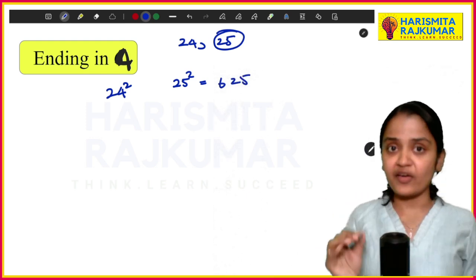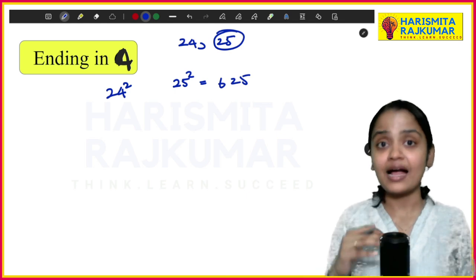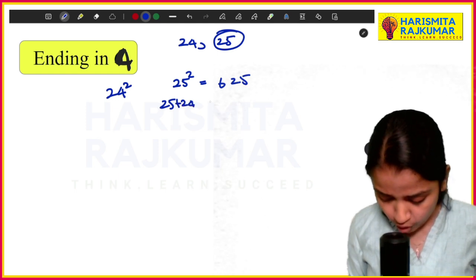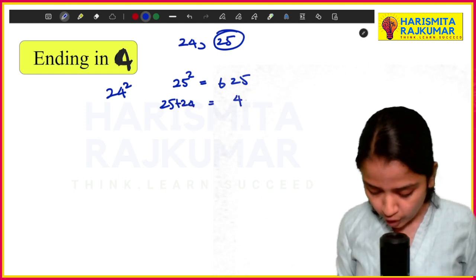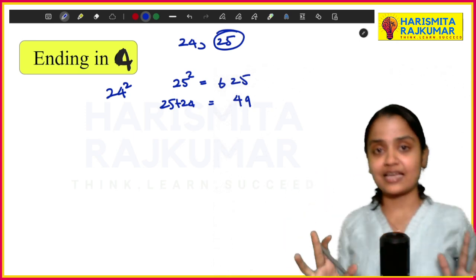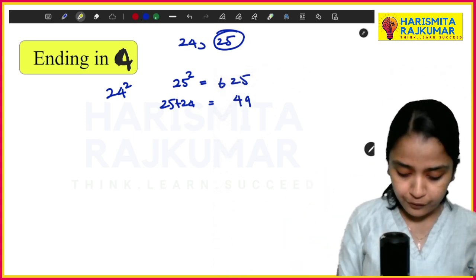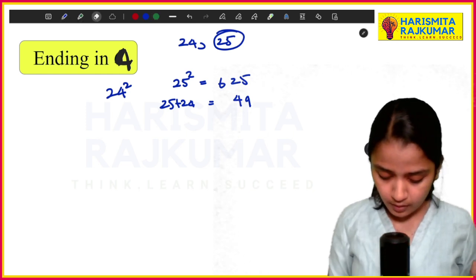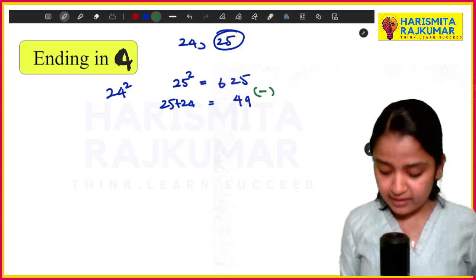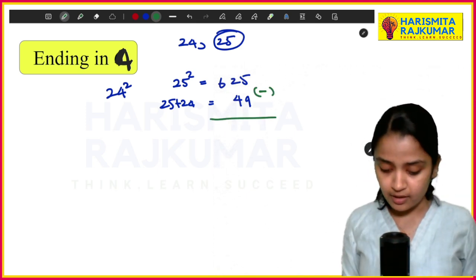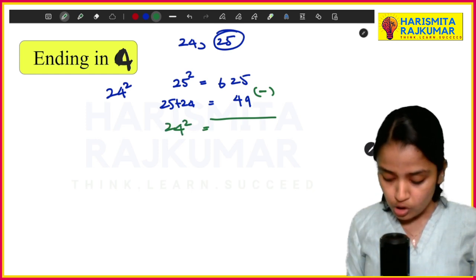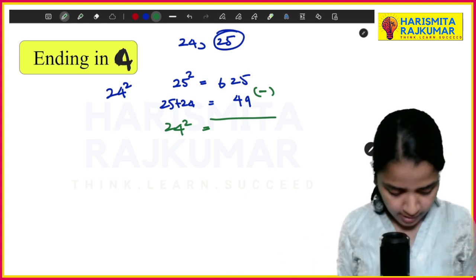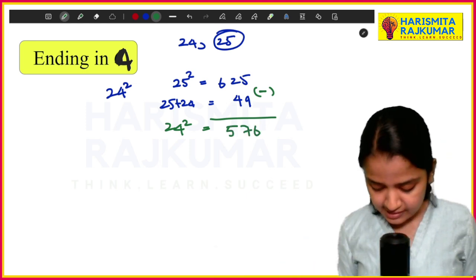Now, same way, I have to add the number and the successor. So, which is 25 plus 24, which is equal to 49. So, here there's a catch. You have to subtract it, right? You have to subtract it from the previous result to get your 24 square. So, when I subtract 625 and 49, I'll be getting 576.